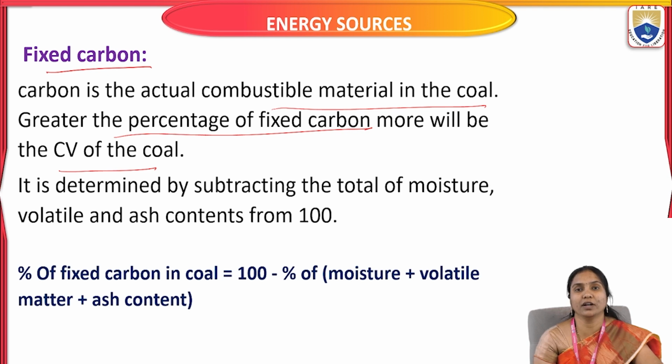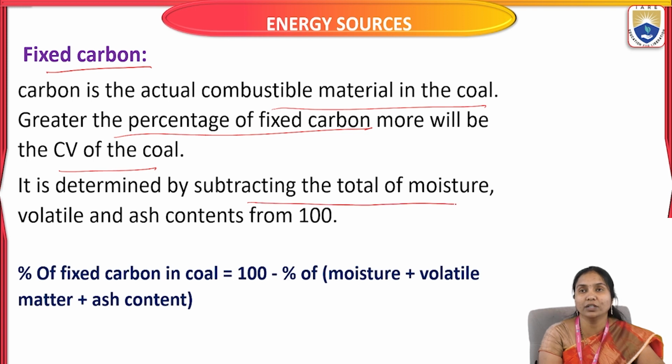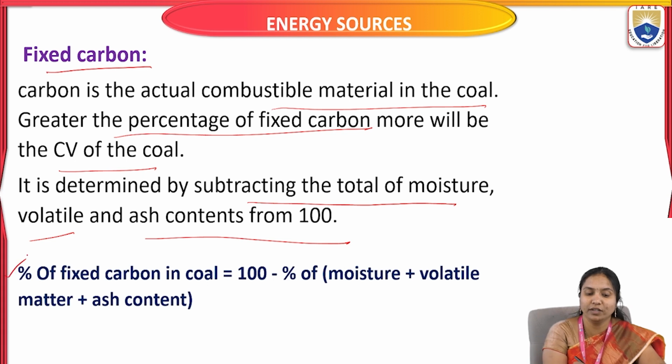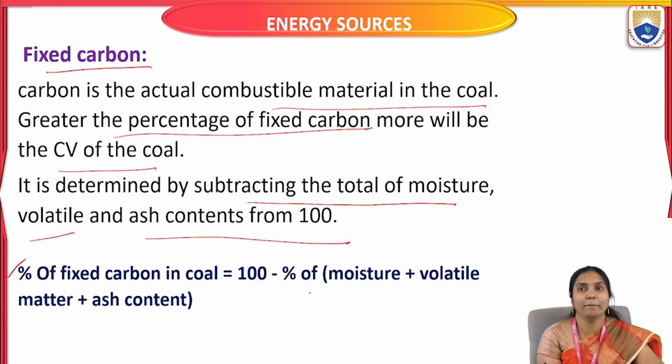So how can you determine the fixed carbon percentage in this fuel? It is determined by subtracting the total of moisture, volatile matter and ash content from 100. The formula we are using here: percentage of fixed carbon in coal is equal to 100 minus the sum of percentage of moisture content, volatile matter and ash content. In this way, you calculate the carbon percentage present in the coal sample. If this percentage increases in the fuel, it acts as a good fuel and increases the calorific value.